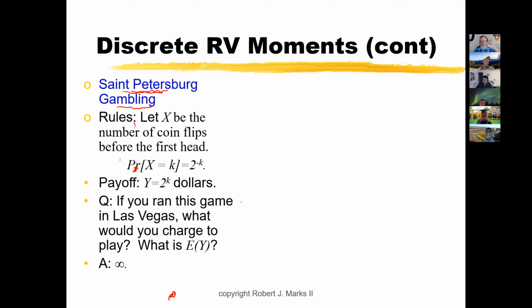If you go tails, tails, tails, heads, that's 2 to the fourth. So that'd be $16 that I would pay you. If you got tails, heads, that would only be $4 that I would give you. So it's however many tails you get in a row plus 1, 2 raised to that power. Does that make sense? So if you got 9 tails and a heads, that would be 2 to the 10th, which would be, I think, $1,024 I would pay you. Does that make sense? So that's the game that we're going to play here.